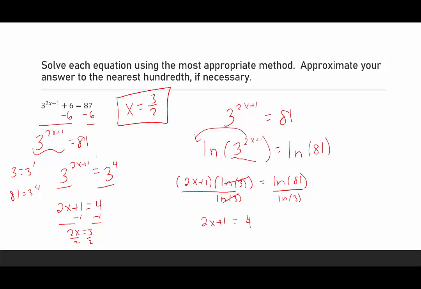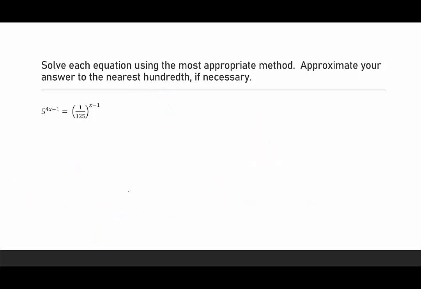So then I would have 2x plus 1 is equal to 4, and look, that's what we have right here. So you can see we would end up at the exact same spot as when we did the one-to-one property. So for this one, you could use any of the methods and they should all give you the same result. I mean, hopefully they do.